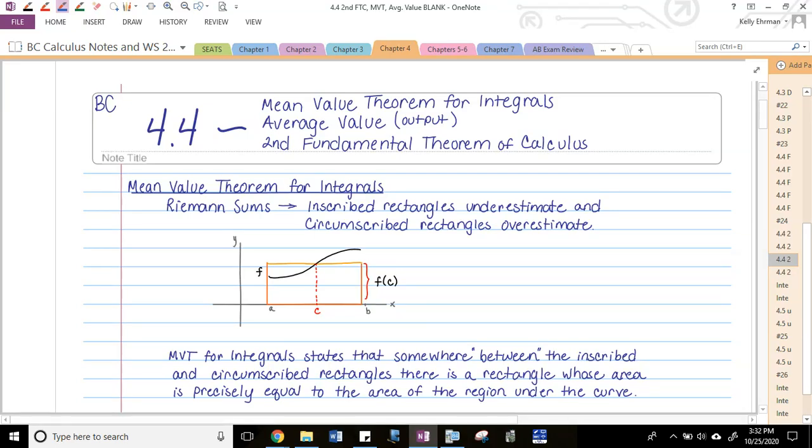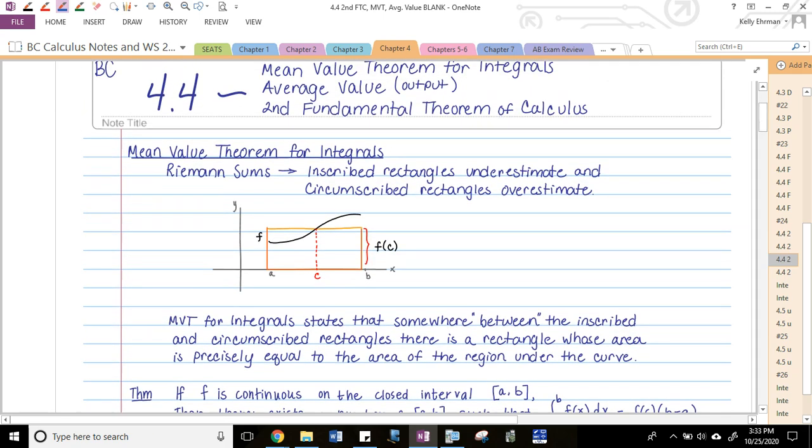We're in chapter 4, section 4, and we're going to talk about the mean value theorem for integrals. Just like we had one for derivatives, we have one for integrals. There's also an average value theorem and the second fundamental theorem of calculus, which is not going to be the same thing as the fundamental theorem of calculus. All right, so let's talk about mean value theorem first.